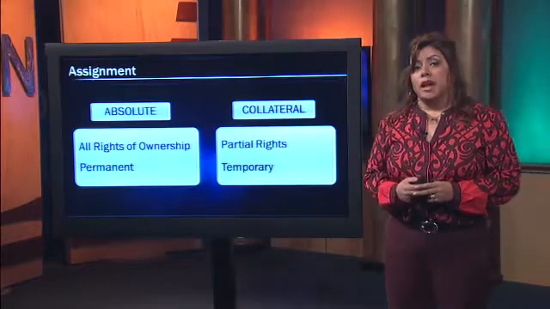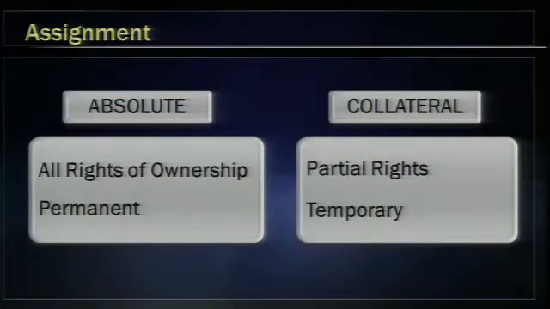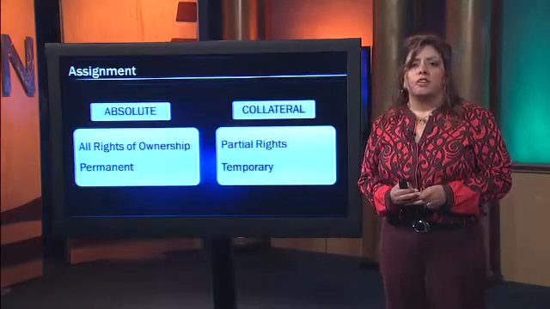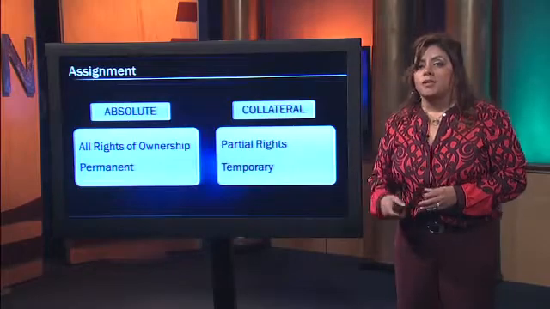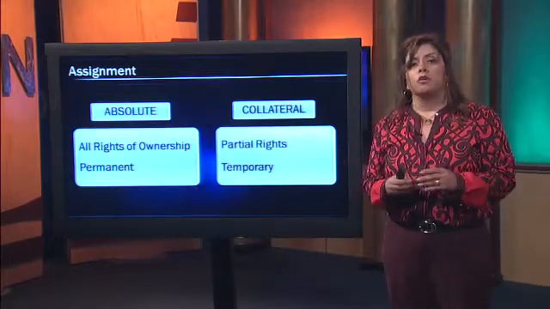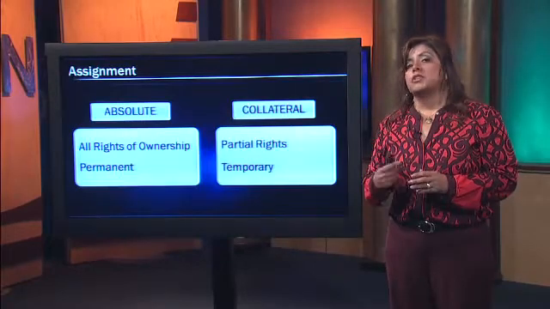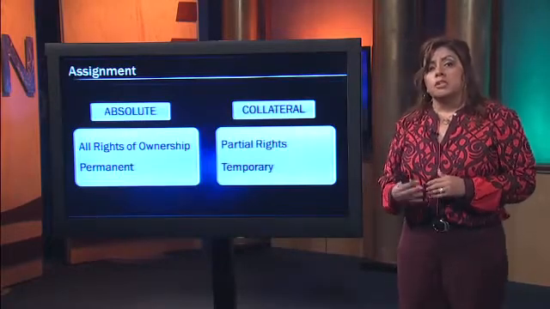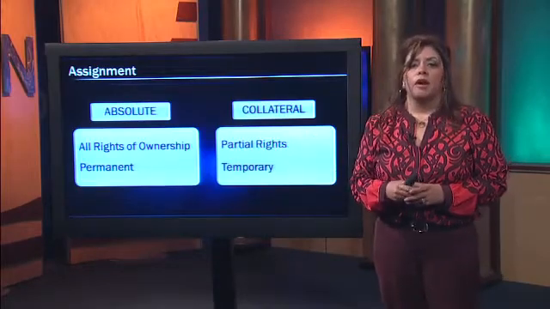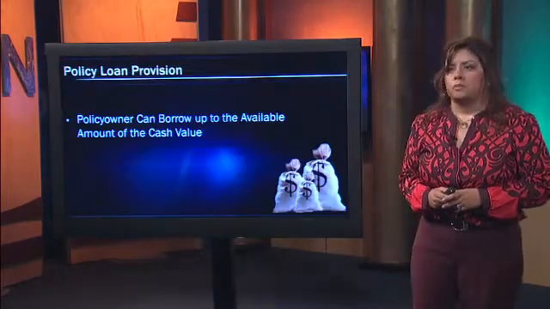The second type of assignment is known as collateral assignment. This is where we transfer a portion of our rights to another person. It is a temporary assignment, typically done to secure some type of loan or debt. Now, once that debt is repaid, the owner will then be returned all their original rights. So assignment is simply putting someone else in charge, either permanently through absolute assignment or temporarily through collateral assignment.